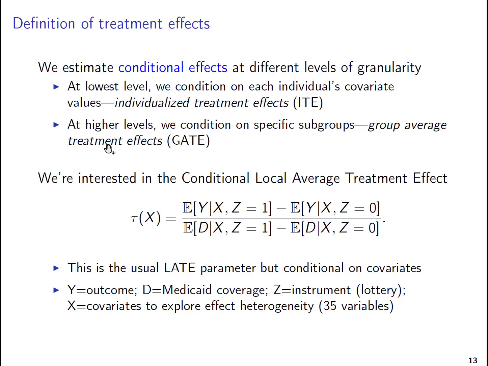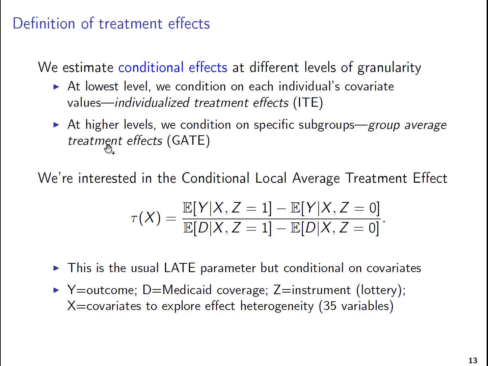I would have thought that there are some people who, based on their X's, aren't eligible. If that's the case, then you're dividing by 0 for those guys. Well, remember the X's here are only going to be the variables that we use to explore heterogeneity. It's not all the variables that determine eligibility.